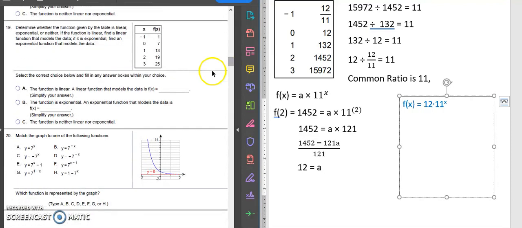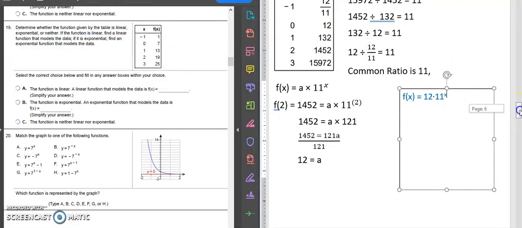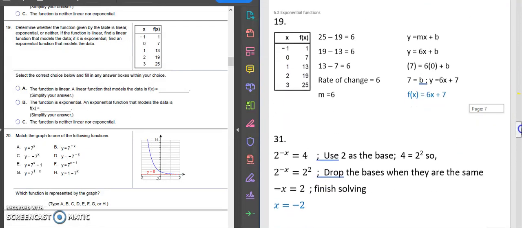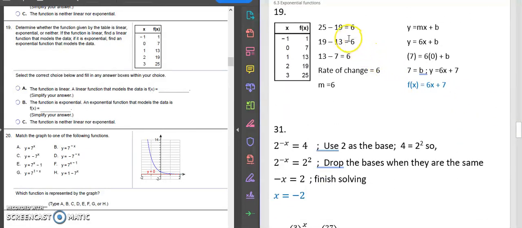Number 19, we have another scenario. We're going to say, okay, is it linear? Is it exponential? Is it neither of them? In this case, it looks more like it's going to be a linear situation. You see it's going from 1 to 7. That's a change of 6. From 13 to 19 is another change of 6. Again, if you just subtract them going backwards, 25 minus 19 is 6. 19 minus 13 is 6. 13 minus 7 is 6. We conclude that our rate of change is 6.